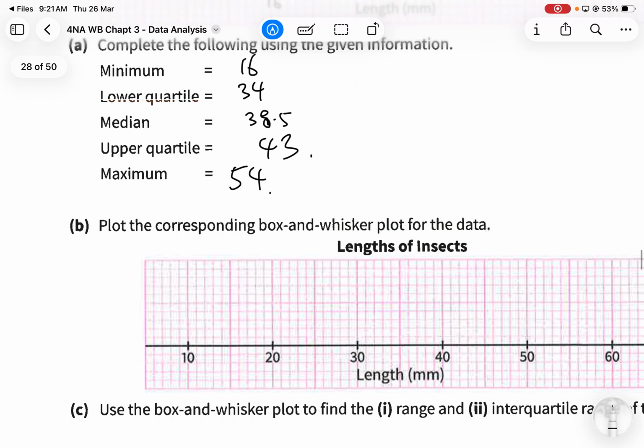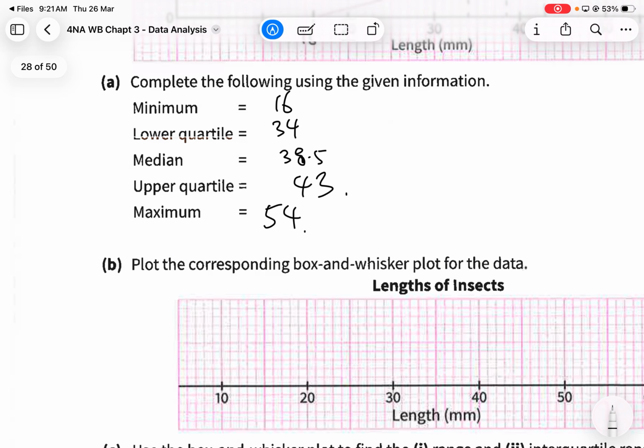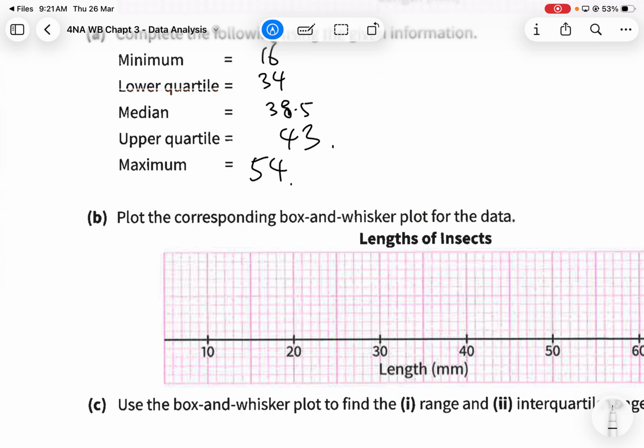Then plot the corresponding box and whisker. Go and draw the vertical line first. Minimum is at 16. So I draw 16. 34 is my Q1. I go to 34. Draw a straight line. Median 38.5. Go to 38.5. Upper 43. Maximum 54.